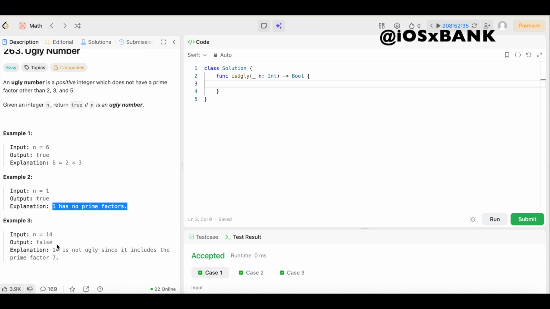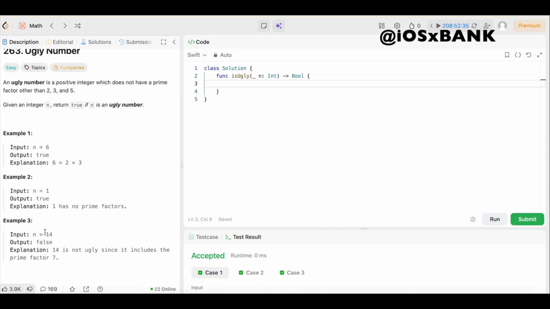In example 3, our input n equals 14, output is false. The explanation says 14 is not ugly since it includes the prime factor 7. So in this case, the prime factor 7 is not one of these numbers right here, right? Since 7 is not 2, 3, or 5, the output is false, y'all. Boom. I hope that makes sense to y'all.